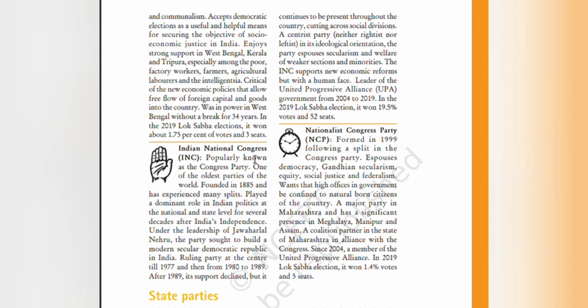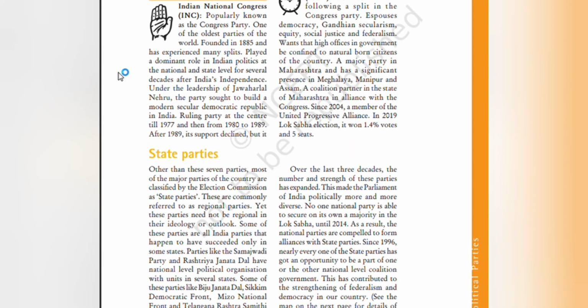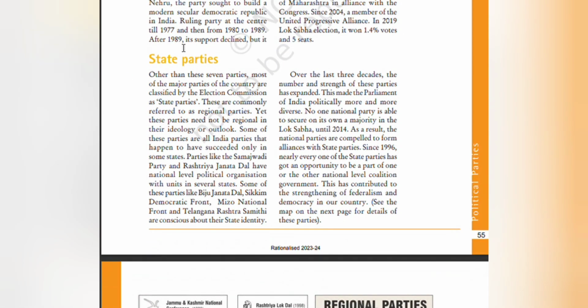Nationalist Congress Party, formed in 1999 following a split in the Congress Party, espouses democracy, Gandhian secularism, equity, social justice, and federalism. It wants that high offices in government be confined to natural born citizens of the country. A major party in Maharashtra, it has a significant presence in Meghalaya, Manipur, and Assam. It is a coalition partner in the state of Maharashtra in alliance with the Congress. Since 2004, it has been a member of the United Progressive Alliance. In the 2019 Lok Sabha election, it won 1.4% votes and 5 seats.